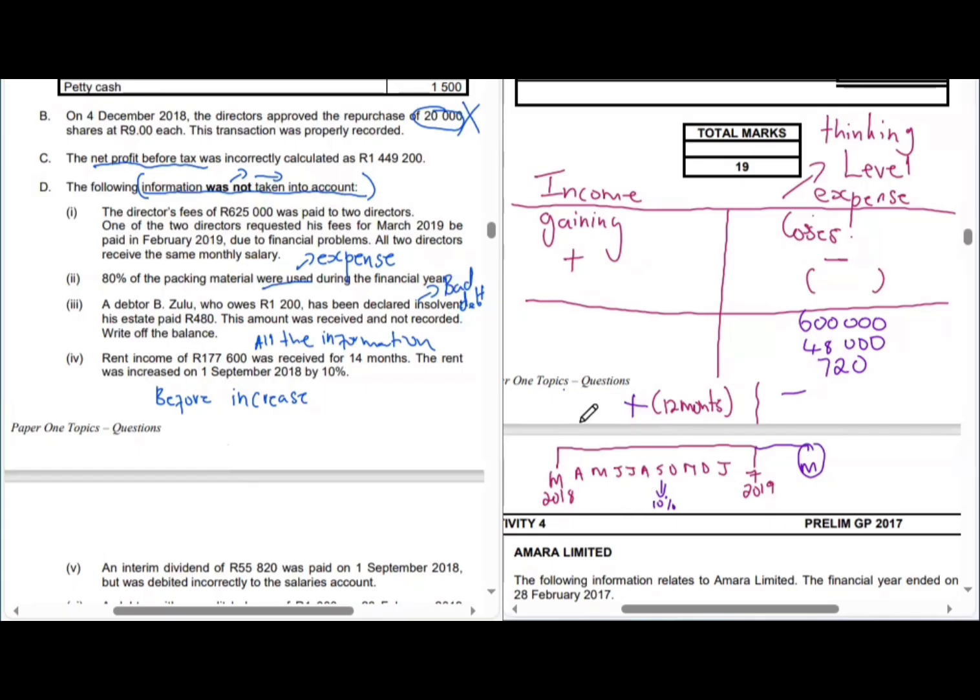So it's 6x multiplied by 100% over 100%, and then put it inside brackets. This is what? Before increase. And then plus after increase. After increase is how many months? From starting the 1st of September we were paying 100% plus 10% extra.